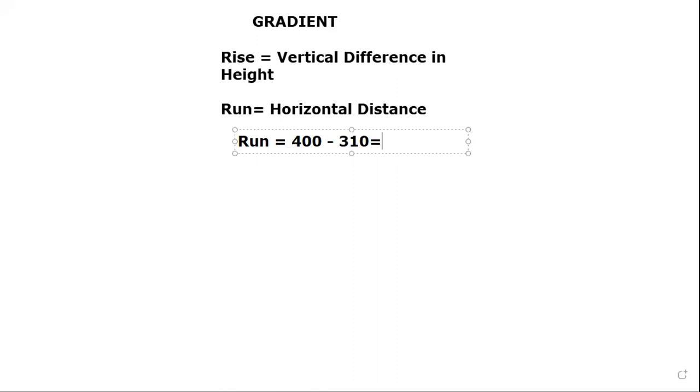Nasania, one thing, remember, horizontal distance is the distance between the 2 points. So the highest point and the lowest point. So 400 is the highest point and 310 is the lowest point. So don't say horizontal distance. It is the vertical difference in height of the highest and the lowest point. You understand that?